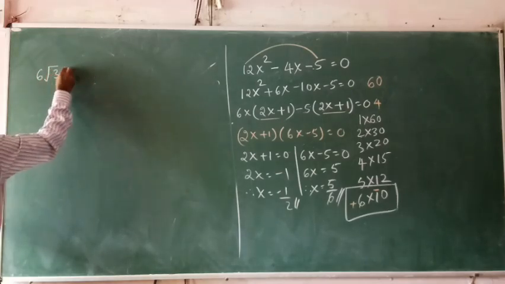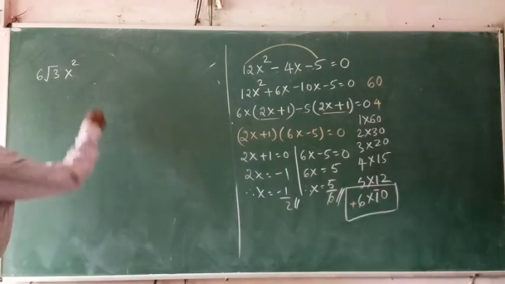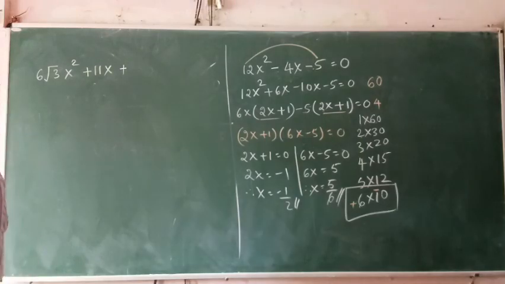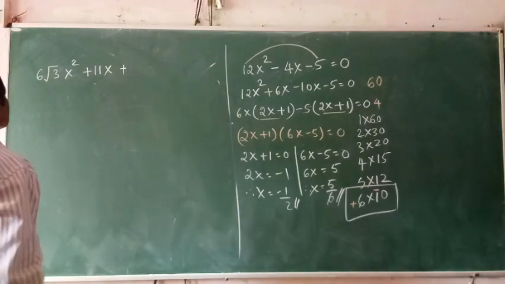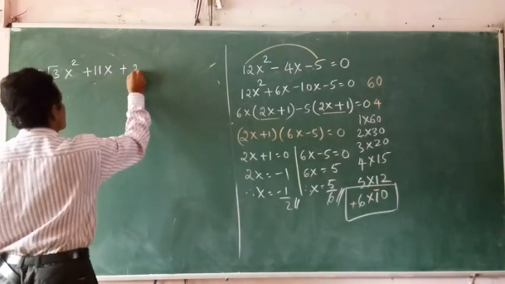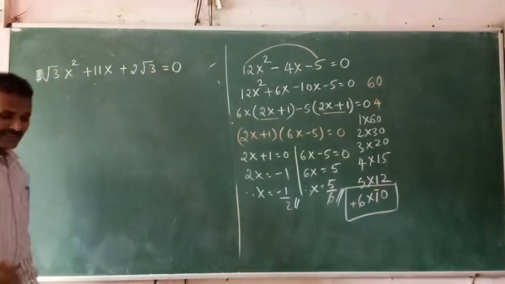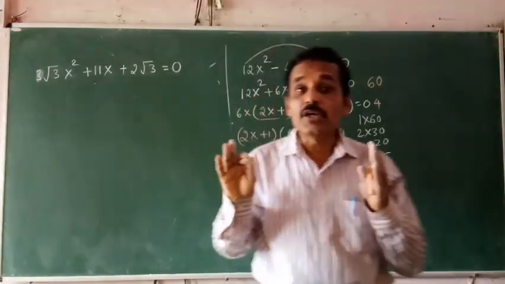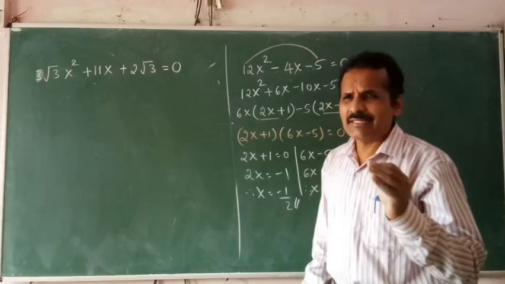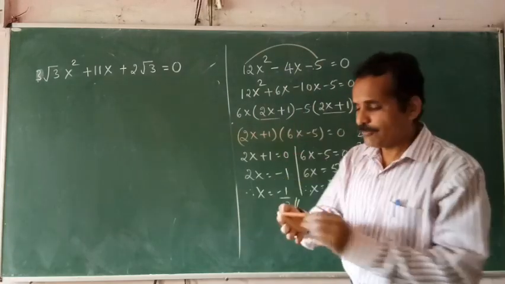6 root 3 x square plus 11x plus, I can say, 3 root 3 x square plus 2 root 3 is equal to 0. Look at this question. The first question with under root 4. Little bit you may find it difficult in the first problem, but after solving one more, definitely it will be easy for you. Okay.